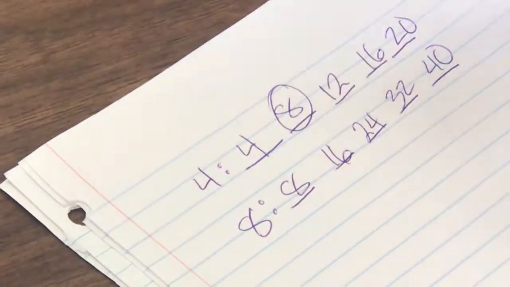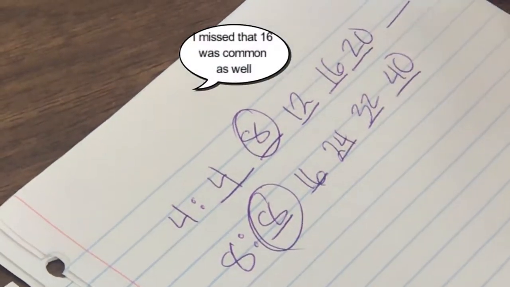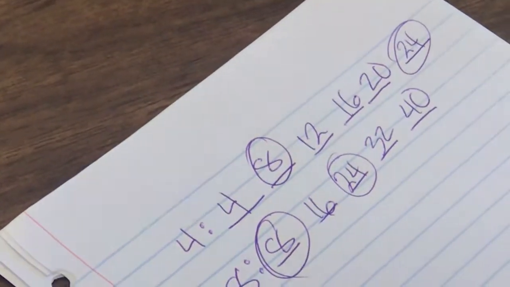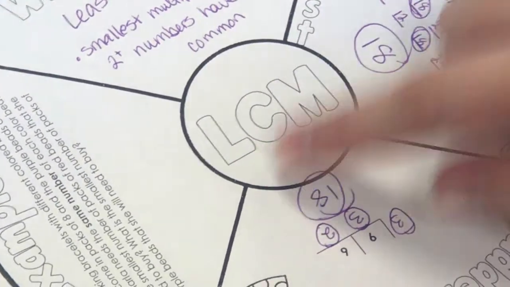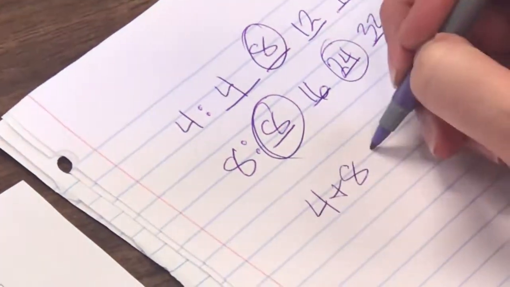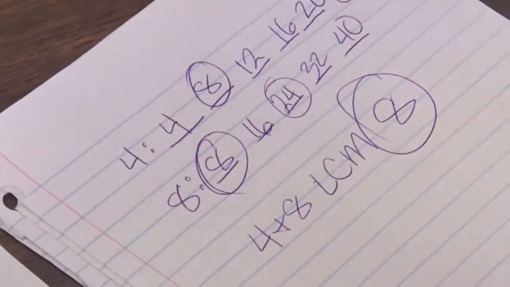They have this number in common. If I would have gone one more, I would have gotten 24, and I would have had a second number in common. But what are we looking for? We are looking for the least common multiple, and the least common multiple of 4 and 8, the LCM, is 8.